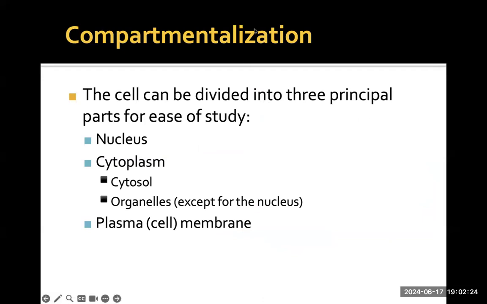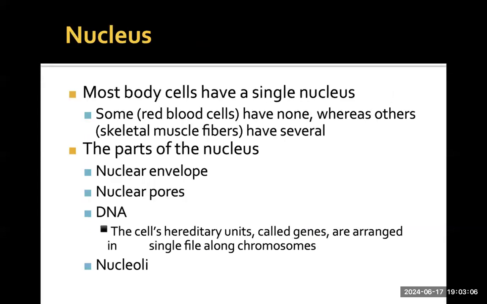Cells are going to be divided or compartmented into three main parts for the ease of study. The first part is the nucleus. The second part is the cytoplasm. And the third part is the plasma or cell membrane. The nucleus is going to be the circular organelle in the center of the cell that's going to hold the DNA. The cytoplasm is going to be made up of the cytosol, which is the fluid in the cell, and then the organelles. And then the plasma membrane is going to be like the protective layer that's going to divide the inside stuff from the outside stuff. So basically keeping all those organelles on the inside and then keeping everything else out.